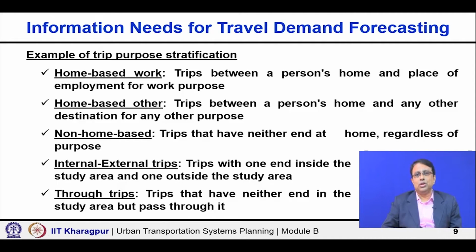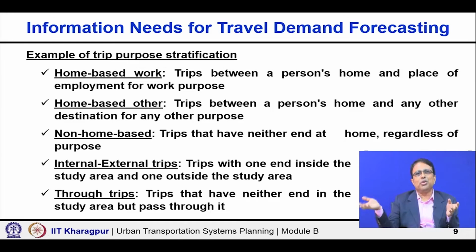Maybe through trip. What is through trip? Through trip means the origin of the trip is outside the study area, and the trip is actually going to a place which is also outside the study area. So, the trip is neither originating within the study area, nor is it terminating within the study area. Everything is outside. But then what is the context? Maybe simply it is travelling through the study area. Why? Maybe the road is passing through that.